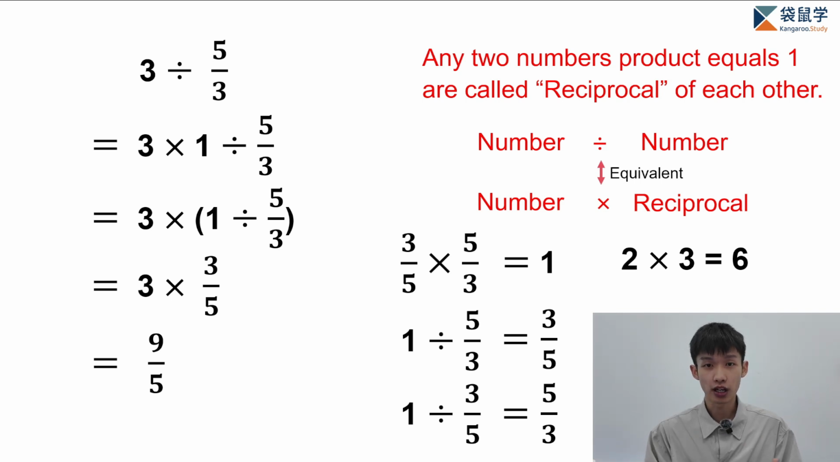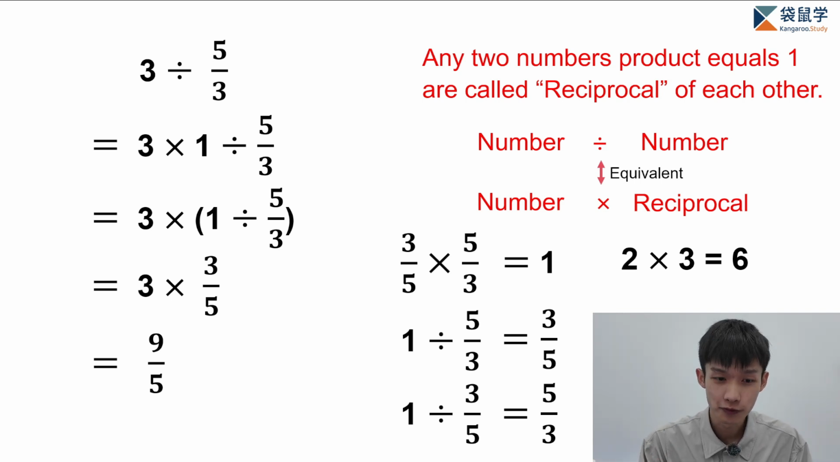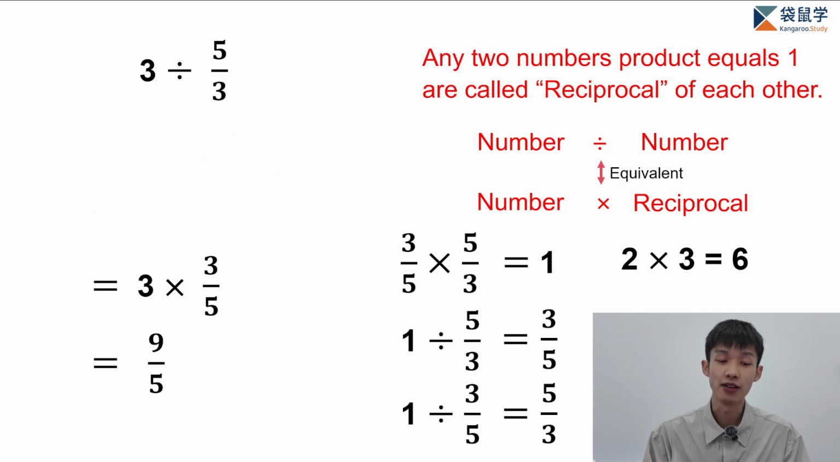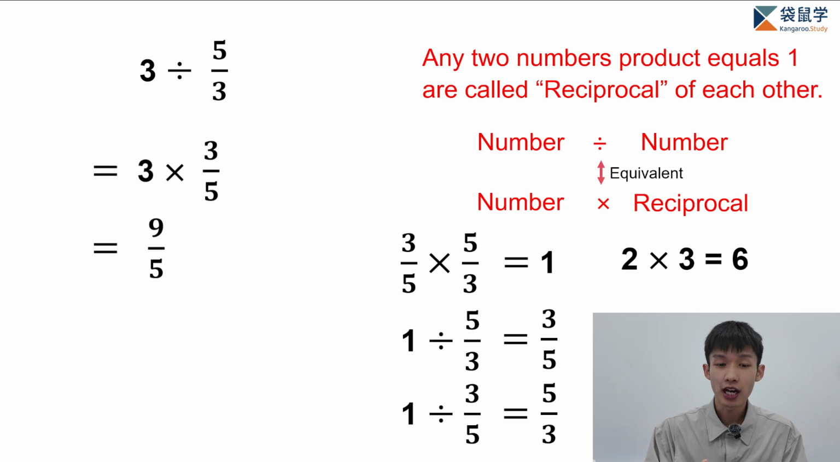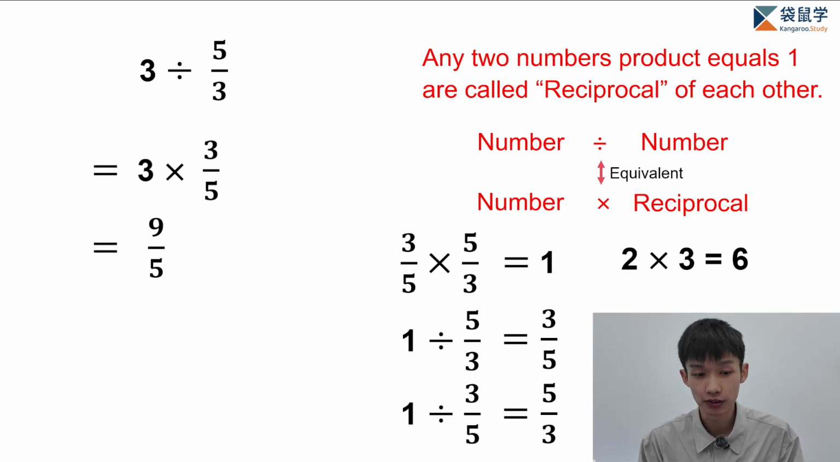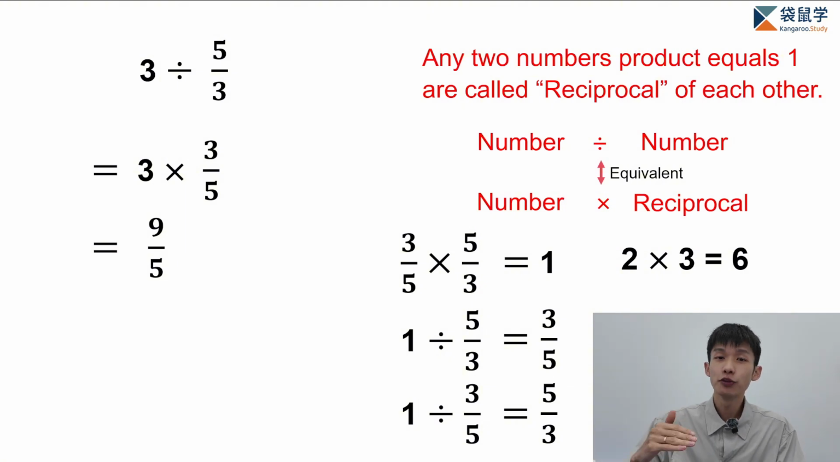But actually, when doing the calculation, we can just skip the 2 steps. The first 2 steps are just how you prove that. So dividing by a fraction is actually equivalent to times its reciprocal. Flip it, times its reciprocal. And then, let's move to the next step.